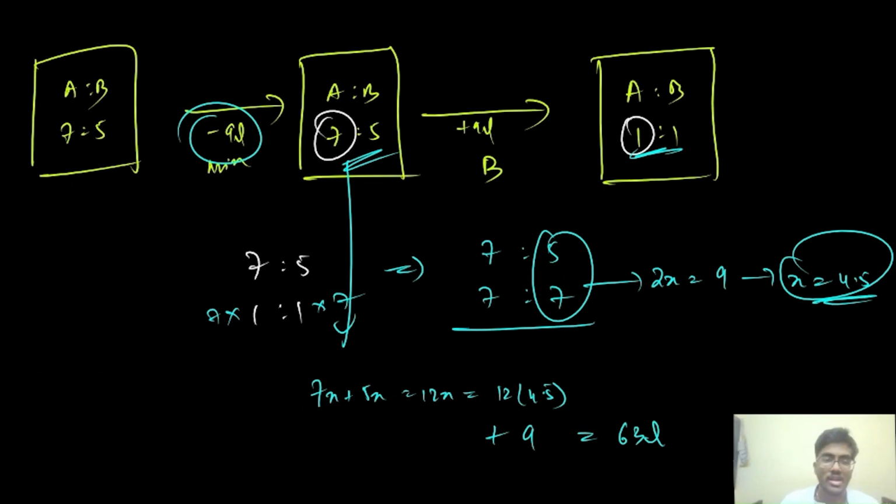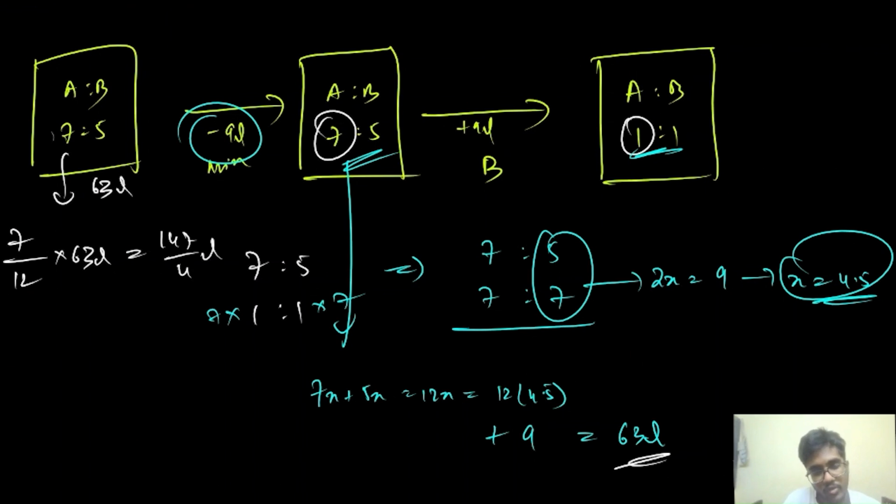Okay, 63 liters. Now how do you get the value of A? So A is 7 parts out of 12 parts out of 63 liters. So the total quantity is 63 liters. We have got that here. So 7 by 12 into 63, we'll be getting this value to be 147 by 4 liters. So this is the quantity of A in the original case. Okay, I hope you people have understood.